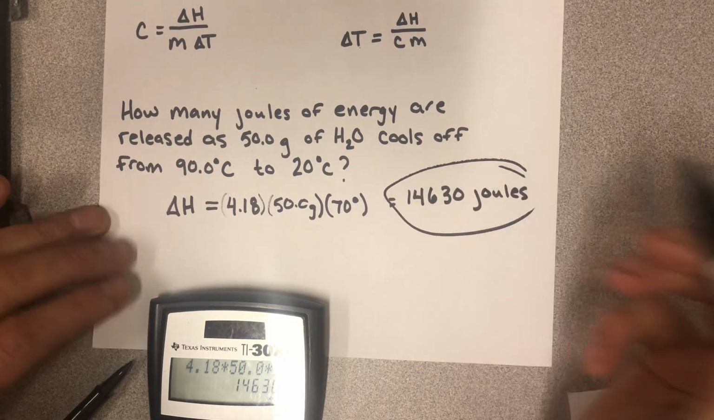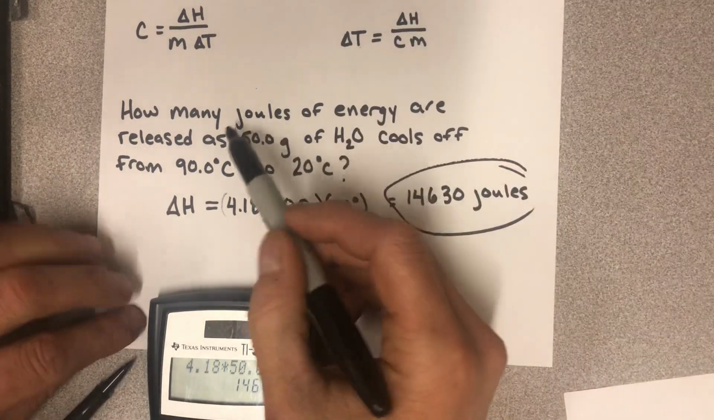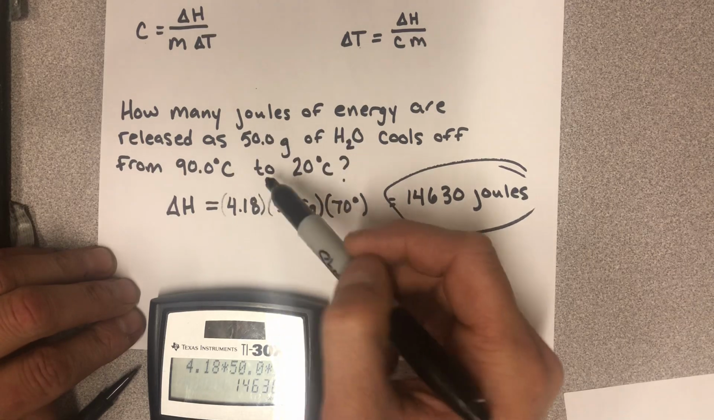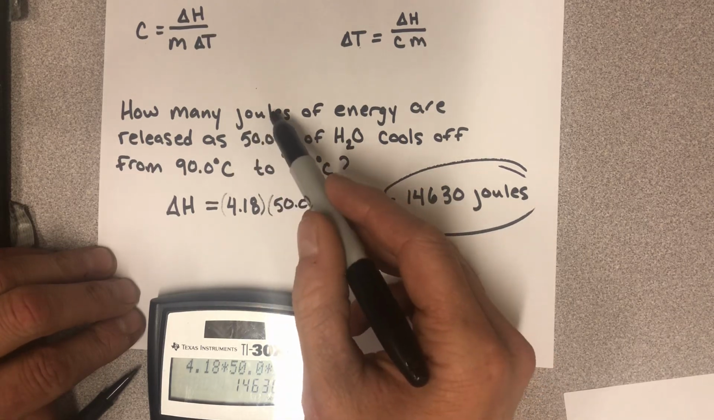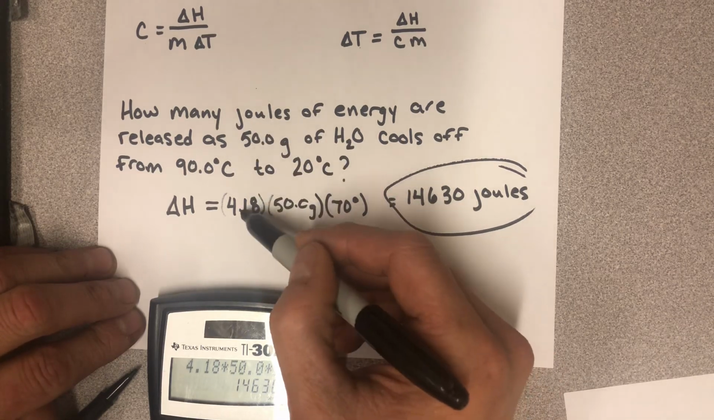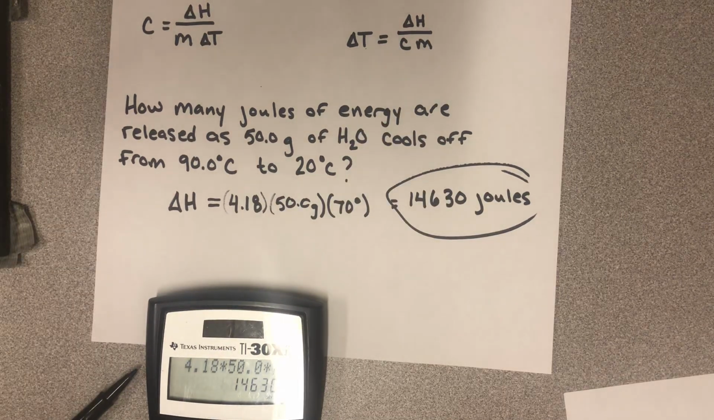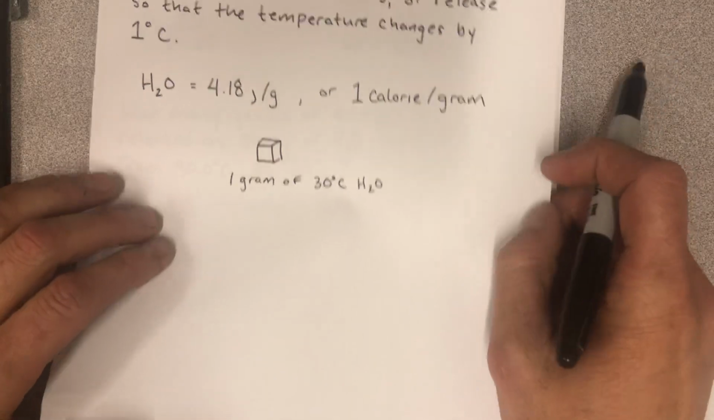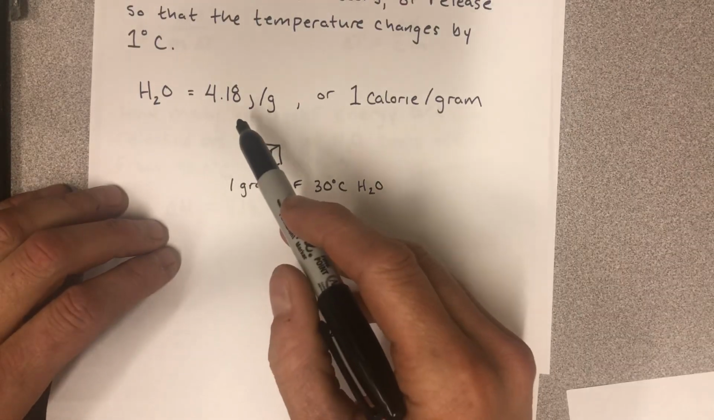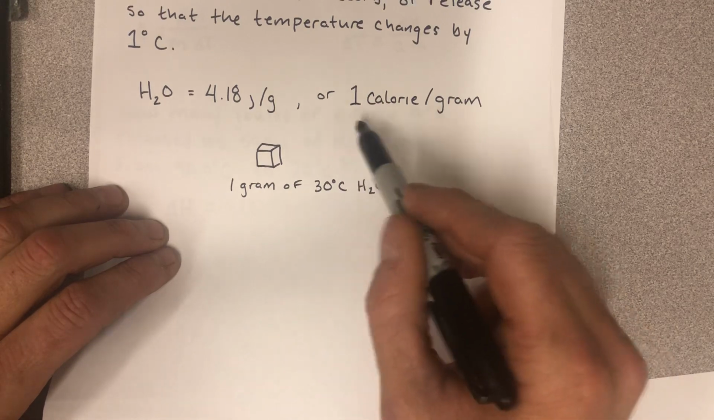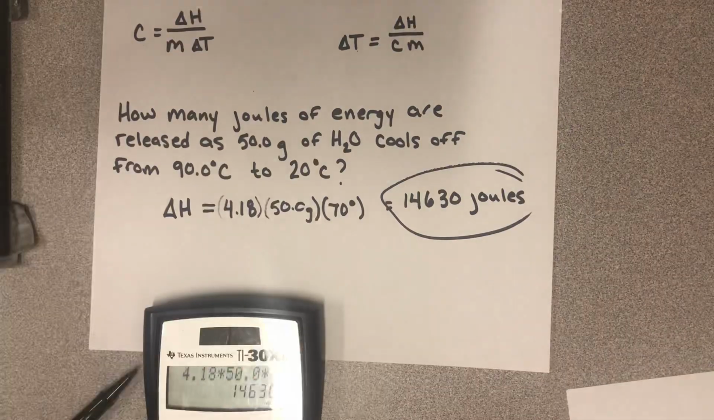Okay, so it's pretty easy. Now, if this question would have said how many calories of energy are released, so if it's a calorie problem instead of a joule problem, then you would use 1 instead of 4.18. And that just goes back to water's specific heat values. Remember, if it's joules, we use 4.18, and if it's calories, we use the 1, okay? Alrighty, let's do another one.